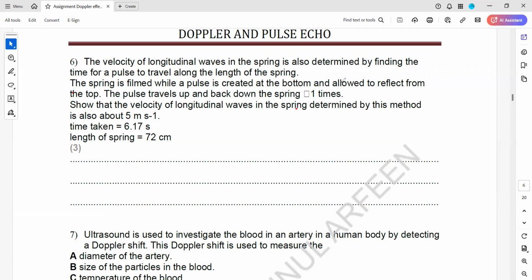And this is actually 42 times. For example, the spring is there and we produce a wave in the spring. It goes and returns back how many times? 42 times. The pulse travels up and back down the spring 42 times, so the velocity of a longitudinal wave by this method is about 5 meters per second.